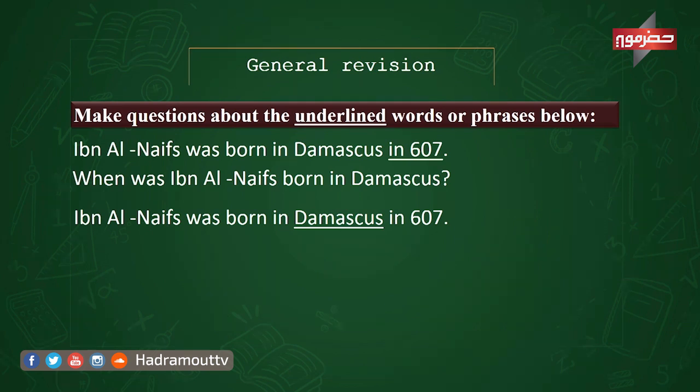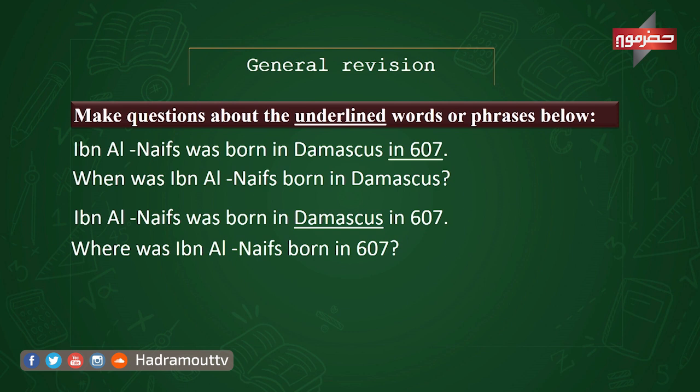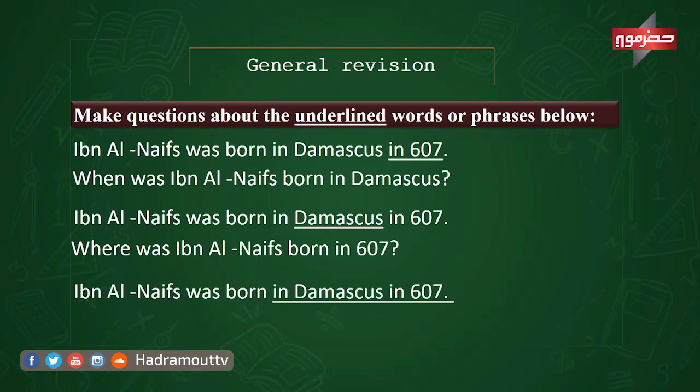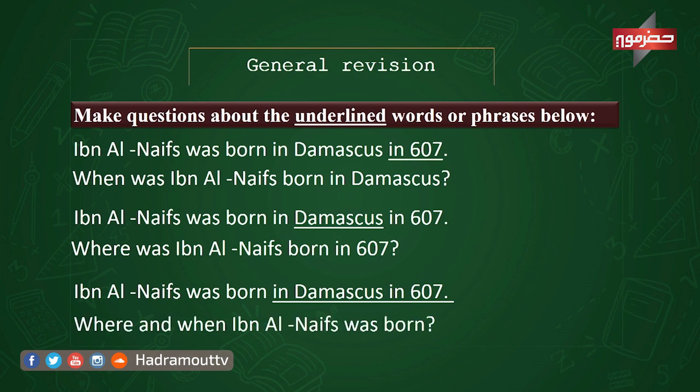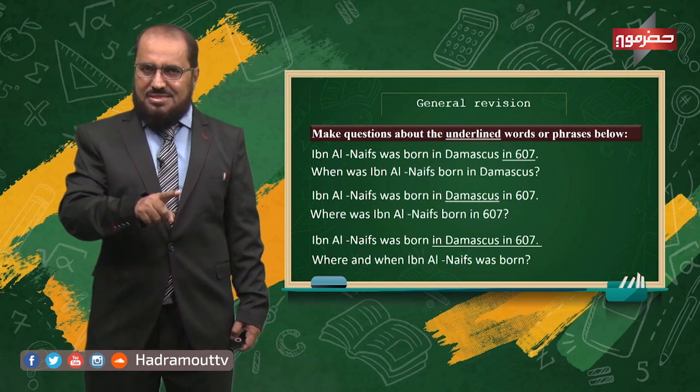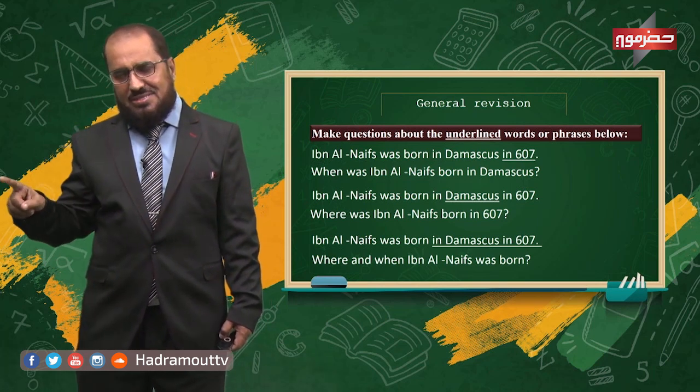Next, Ibn al-Nafis was born in Damascus in 607. But we underlined here Damascus. Okay? So it's a matter of what? Place. So the question, where was Ibn al-Nafis born in 607? Next, Ibn al-Nafis was born in Damascus in 607. Here we underline the phrase, in Damascus in 607. What's the question? Where and when was Ibn al-Nafis born? In Damascus for where? In 607 for when?